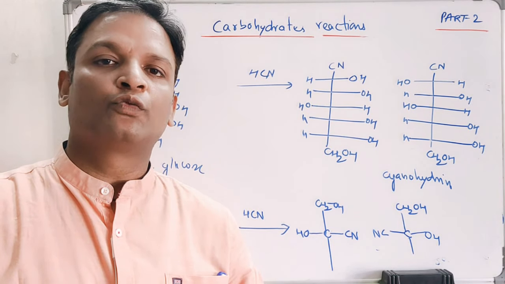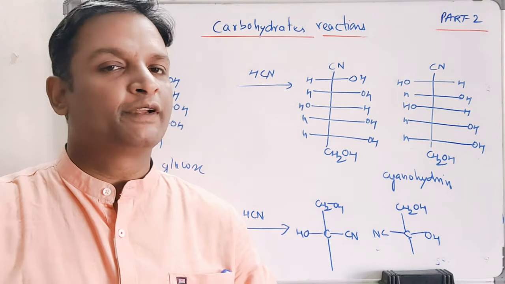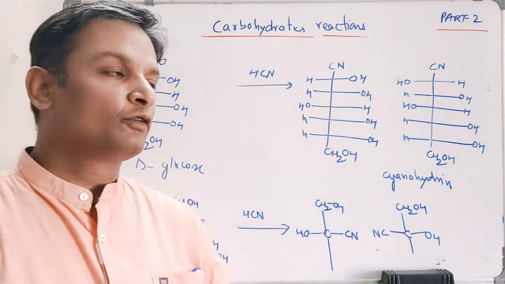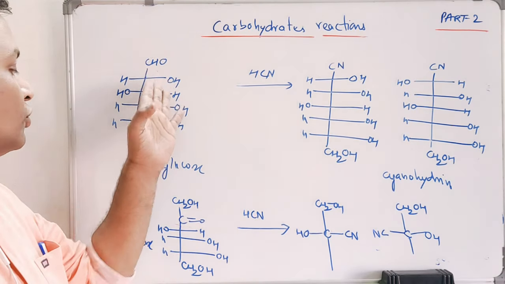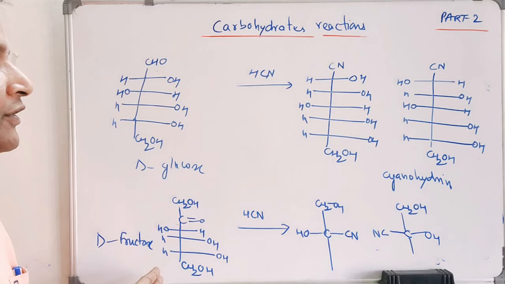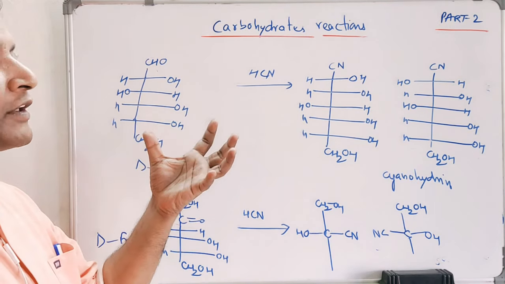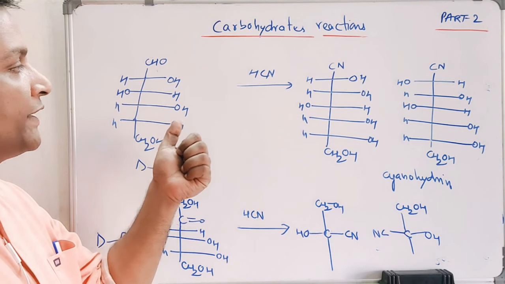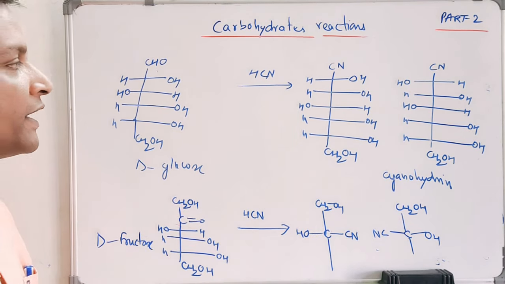In today's video we will discuss some reactions which were left in the previous video. So, what are the reactions which are left? We can see here this is glucose and this is fructose structure. You can see it very well. What product do they form when we treat them with HCN? When we treat them with HCN, what product do we get?